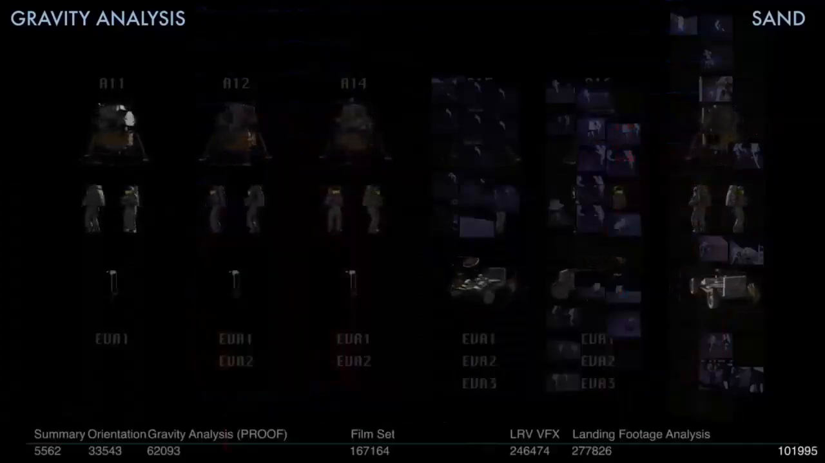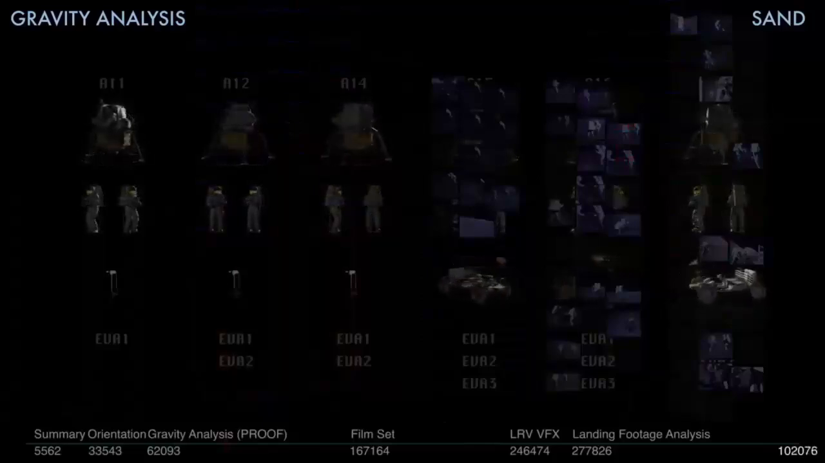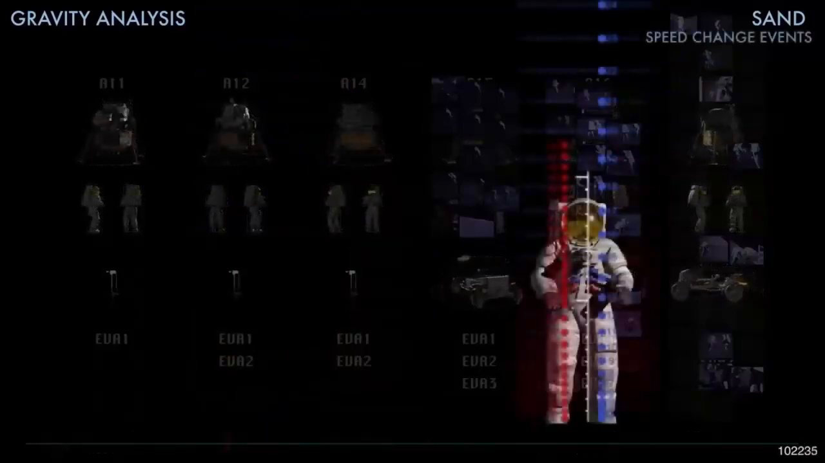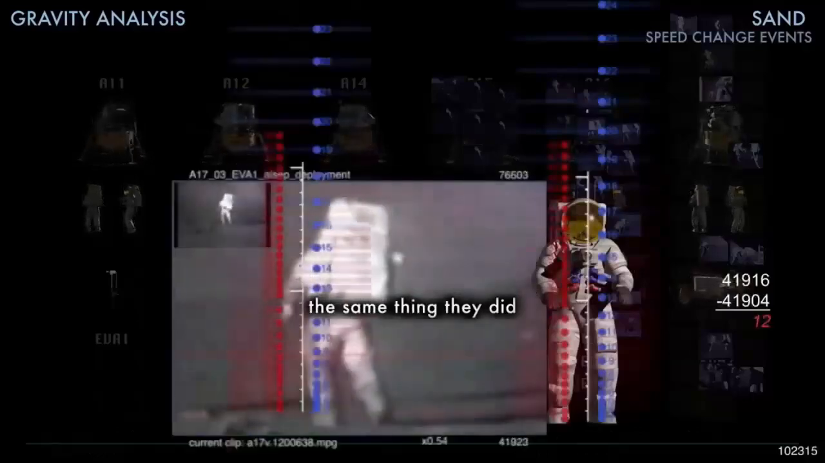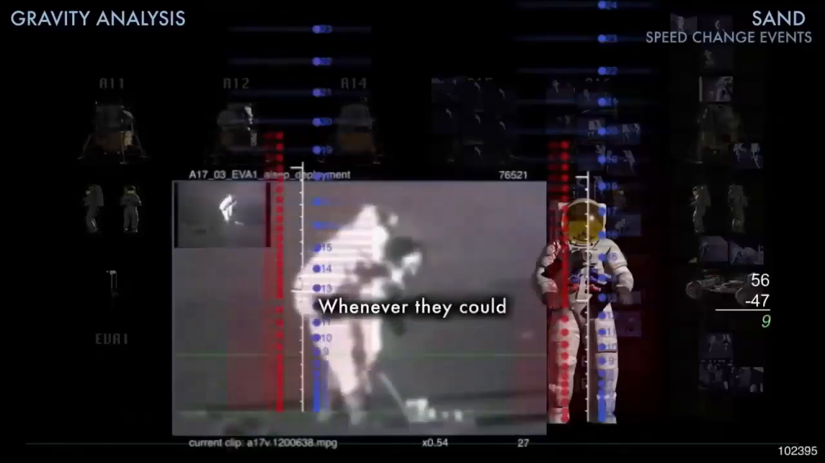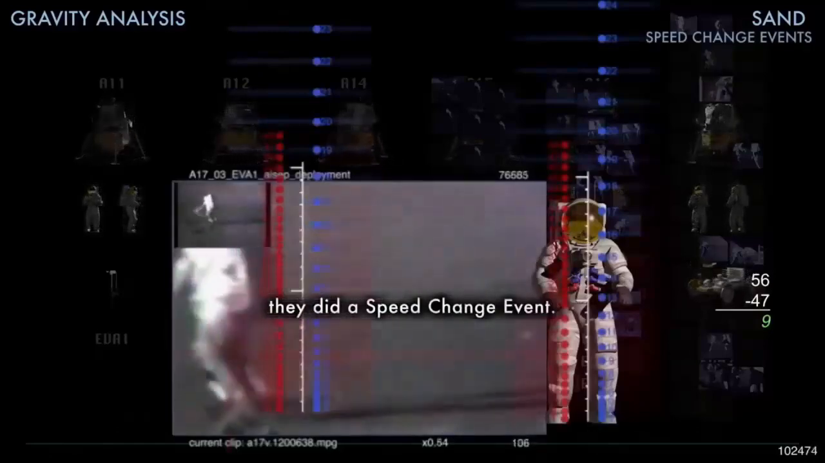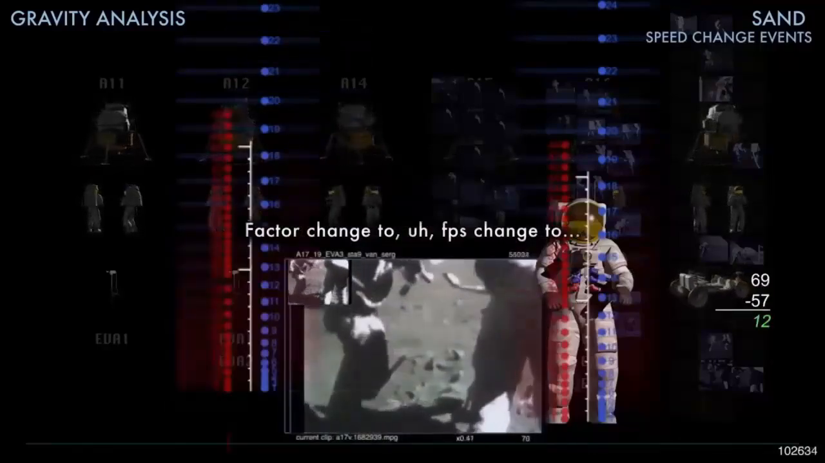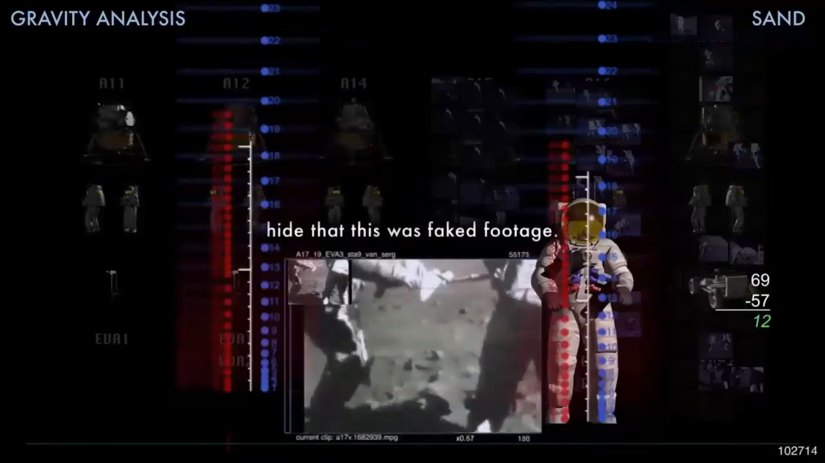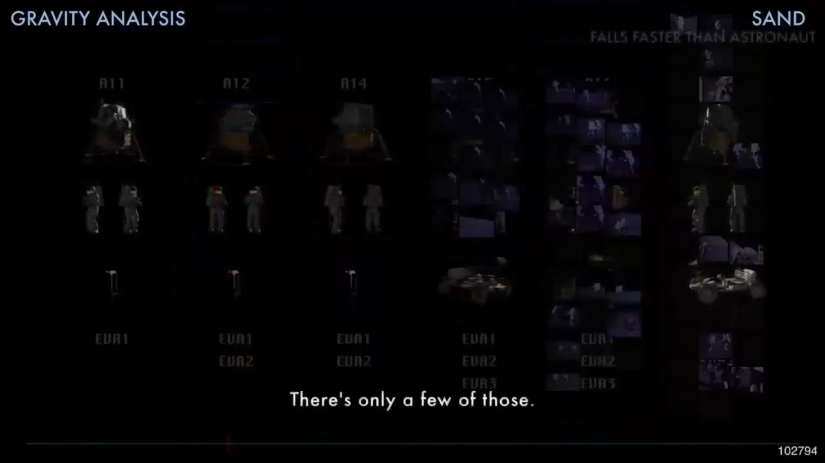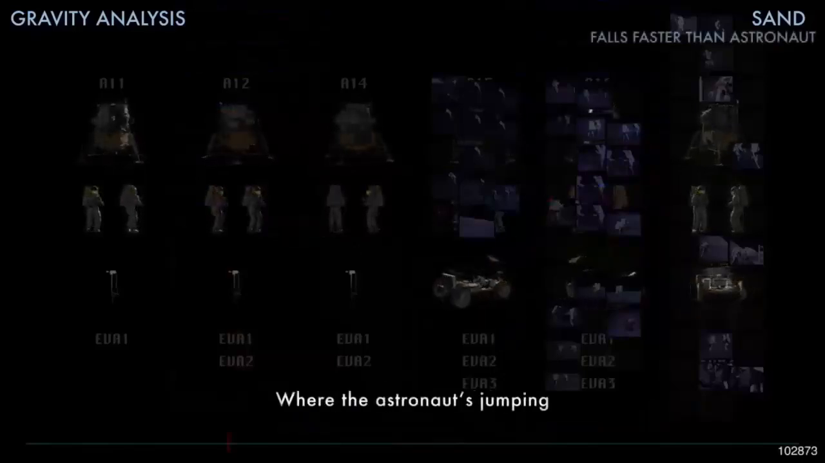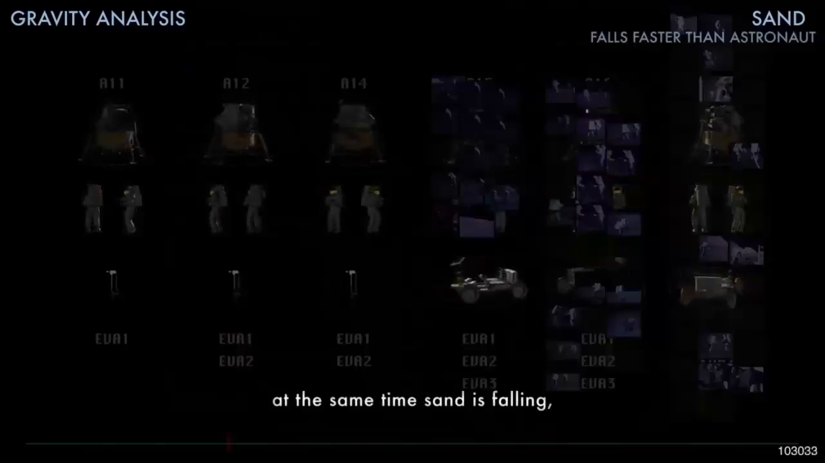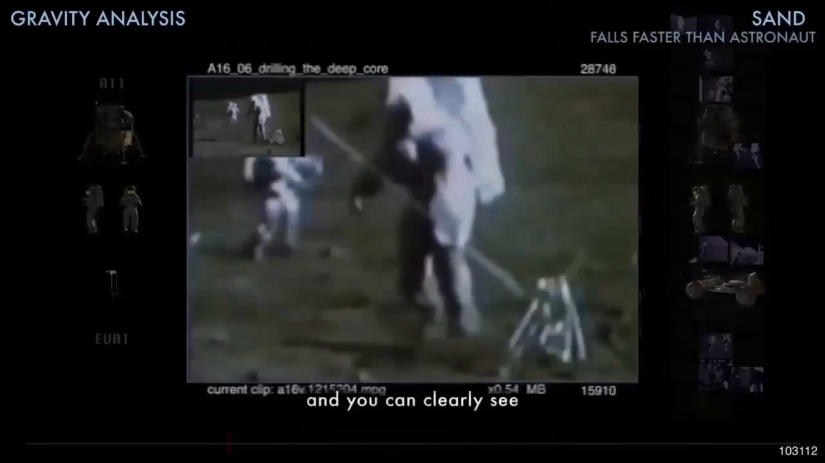Let us take a further look at how gravity affects objects that are thrown. And of course, they did the same thing that they did with falling objects. Whenever they could, they did a speed change event, a factor change to frames per second change, to hide that this was faked footage. There's only a few of those. I find those very interesting, where the astronaut's jumping. At the same time, sand is falling, and you can clearly see that the sand falls faster.